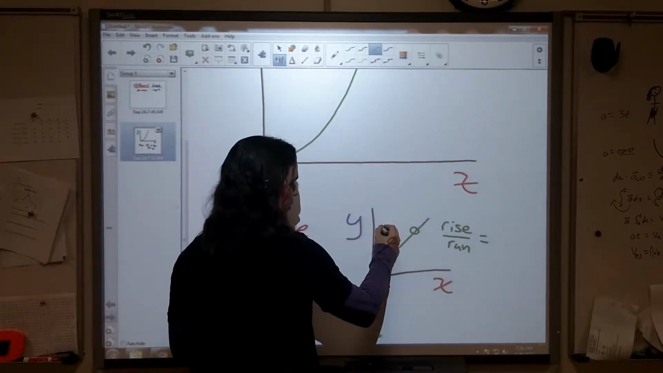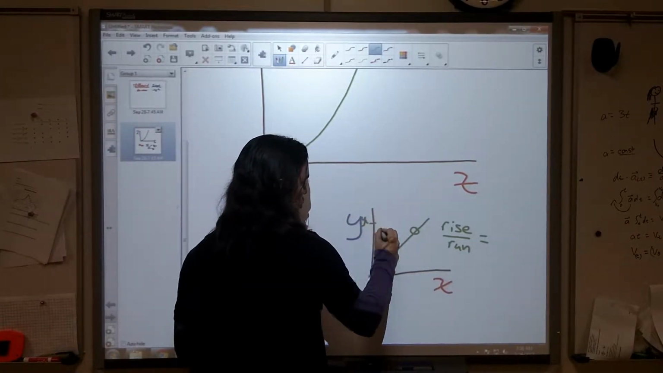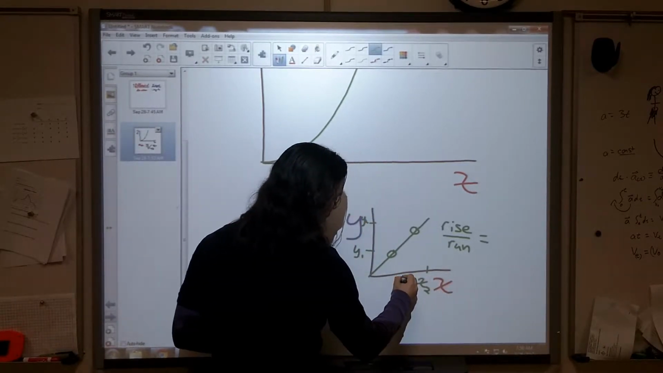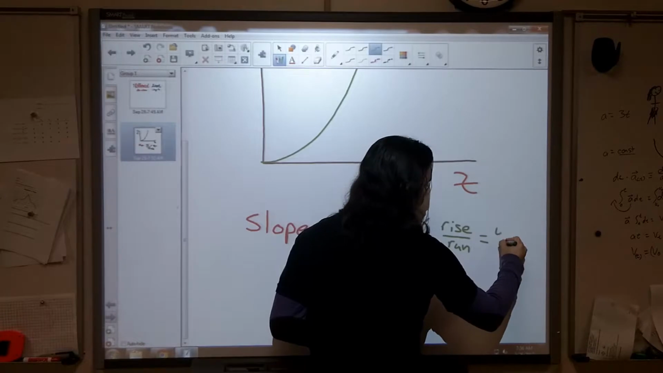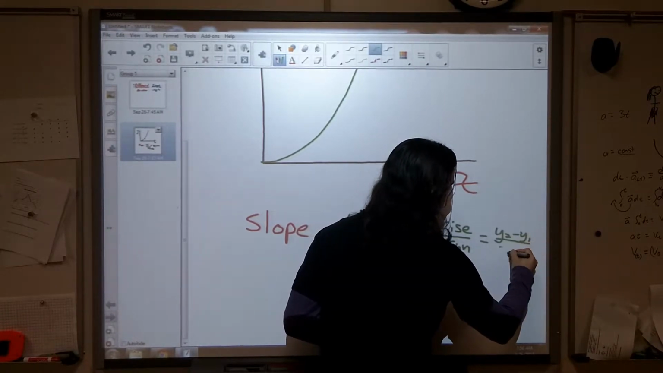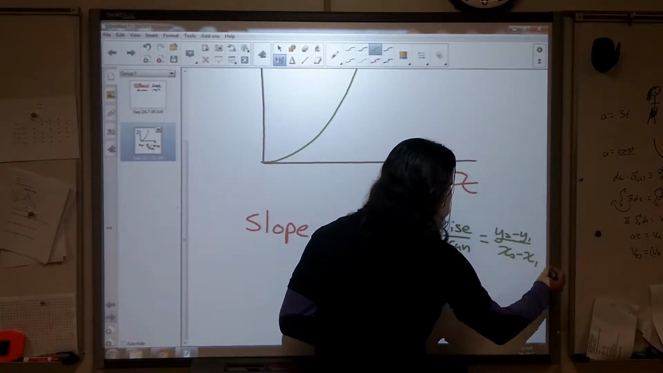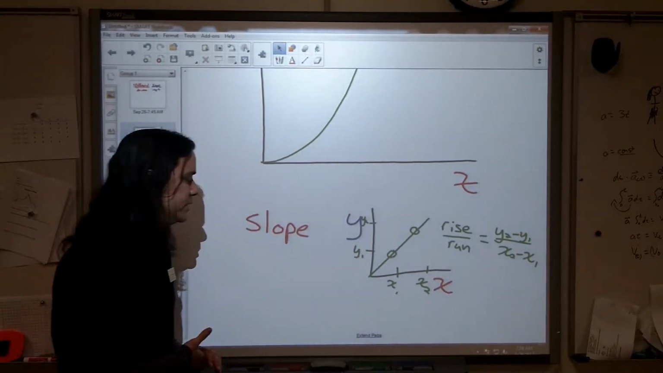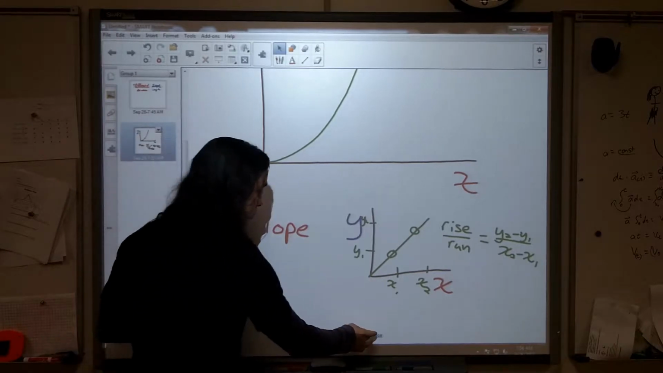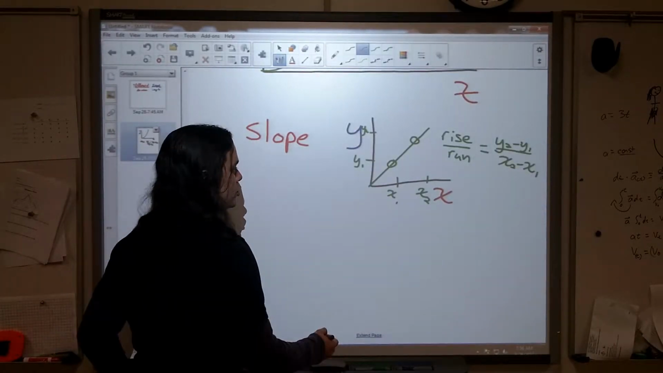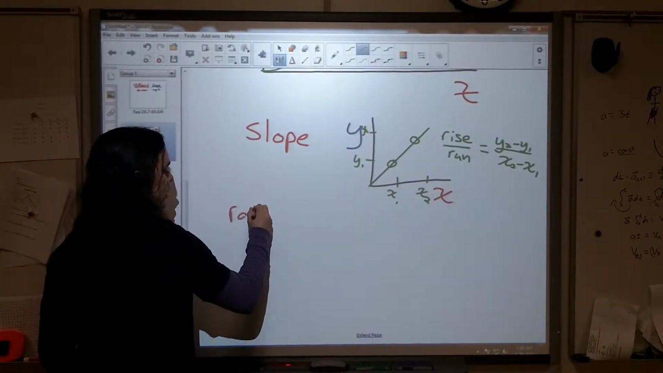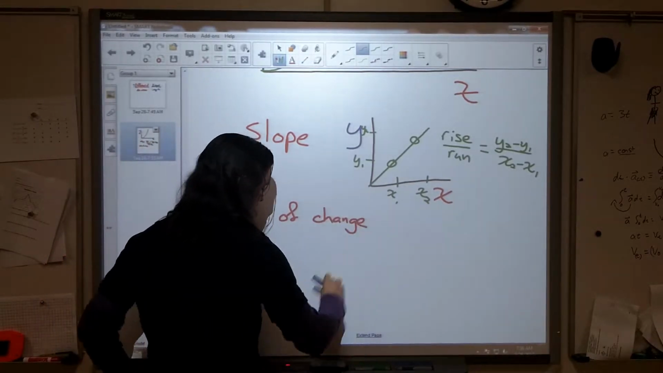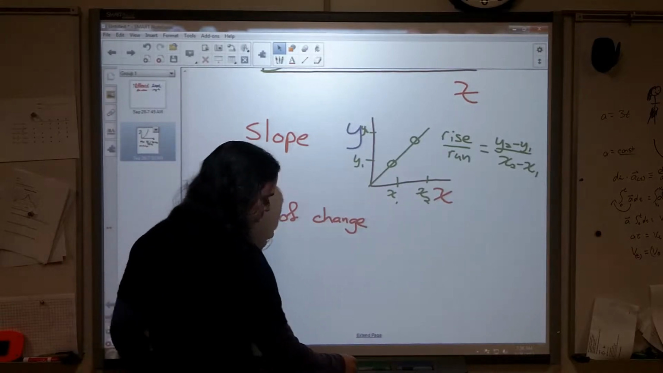Rise over run. That would be the same thing as, let's say that this is y2, and this is y1, this is x2, and this is x1. So we'd have y2 minus y1 over x2 minus x1. In short, that's kind of the slope. What a slope is actually doing is telling you the key part of what differential calculus is actually about. Rate of change.